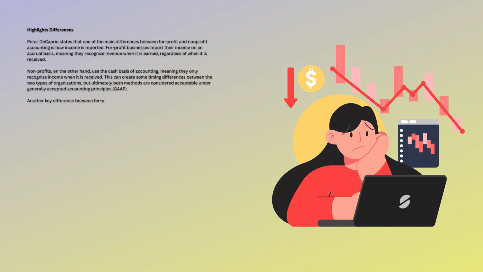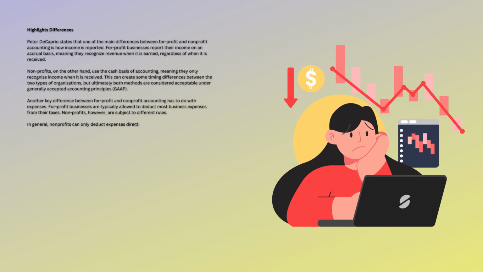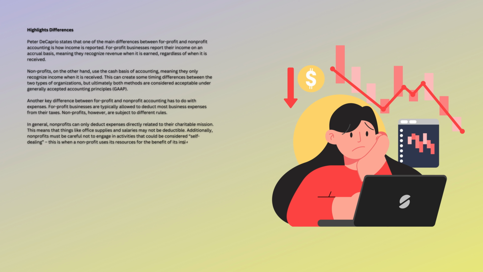Another key difference between for-profit and nonprofit accounting has to do with expenses. For-profit businesses are typically allowed to deduct most business expenses from their taxes. Nonprofits, however, are subject to different rules. In general, nonprofits can only deduct expenses directly related to their charitable mission. This means that things like office supplies and salaries may not be deductible. Additionally, nonprofits must be careful not to engage in activities that could be considered self-dealing. This is when a nonprofit uses its resources for the benefit of its insiders rather than for the public good.